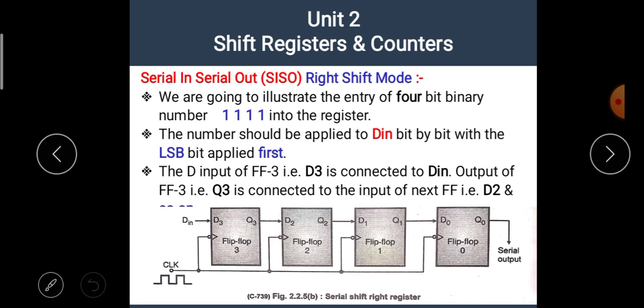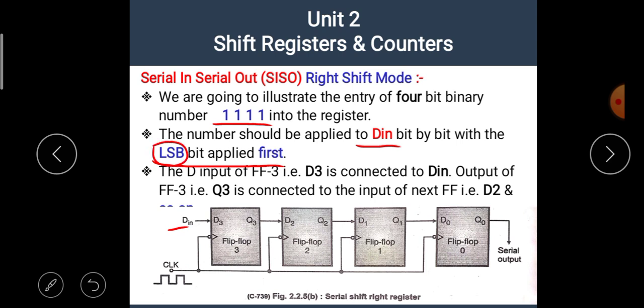Then here also we are going to illustrate the entry of 4 binary numbers or 4 bits 1111 into the register. The number should be applied to D in, bit by bit, with the LSB applied first. In left shift mode we apply the MSB first, but in right shift mode we have to apply the LSB first.